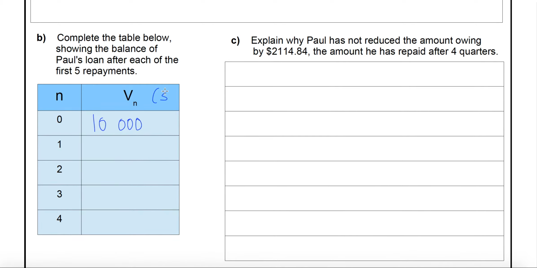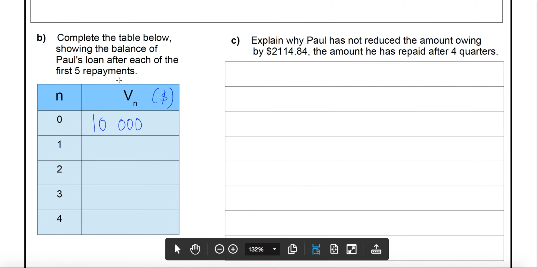I'm just going to add a $ up here so that I don't have to keep adding it into the column underneath. So do this on your calculator and check that you get the same result.